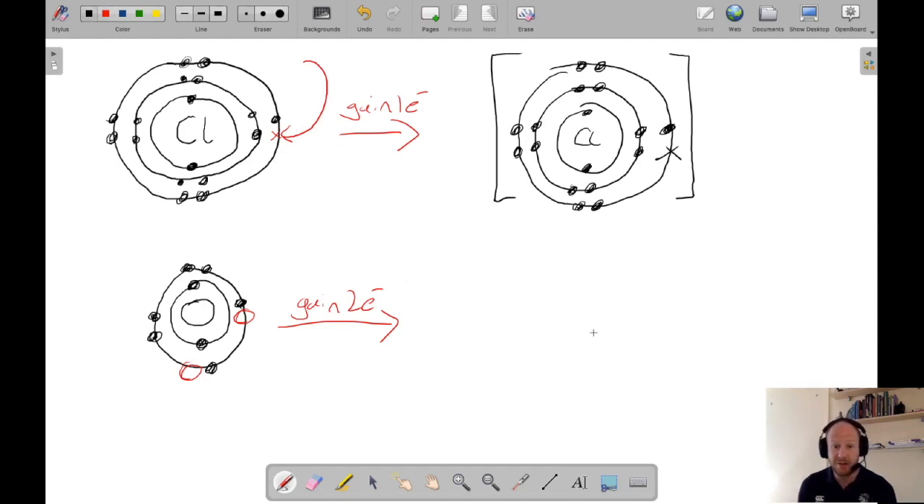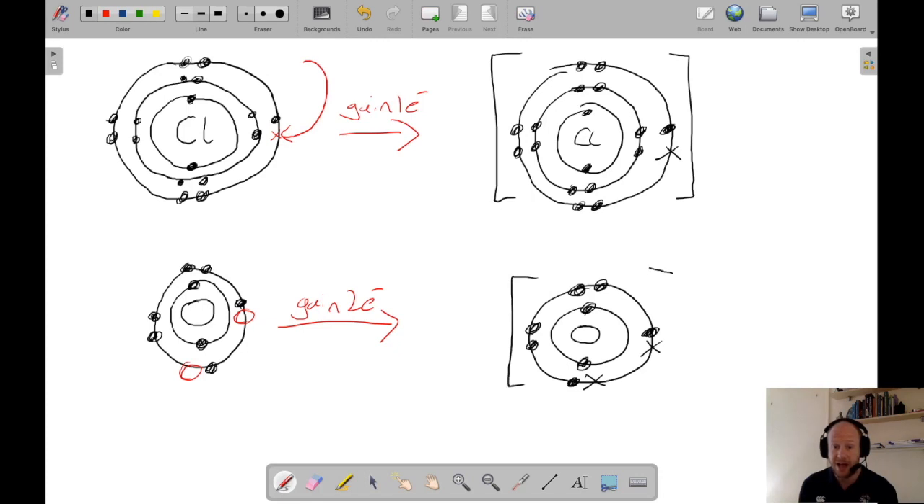So when I draw this out, I'm going to draw my oxygen symbol, my first shell, which has 2 electrons in, and my second shell, which now has 8 electrons. And just like before, you need to do the dots first, and then because we're gaining 2 electrons, you need to have 2 of them drawn as crosses. We're going to have our square brackets, and this time this is a 2 minus charge because it's gained 2 electrons.